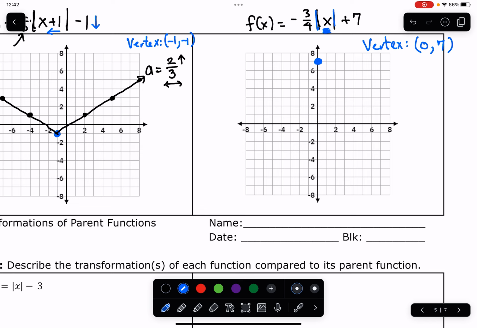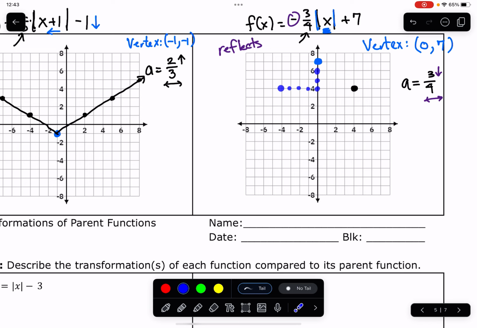Now we have A is 3 over 4. There is a negative sign there, and what the negative sign does is reflect it and flip it upside down. So instead of going up 3, our rise is going to be negative, so we go down 3. And the 4 is going to be the run to the left and to the right. From the center, we move down 3, and then 4 to the right, and then down 3 and 4 to the left. When we connect those points to the center, that's what our V is going to look like.